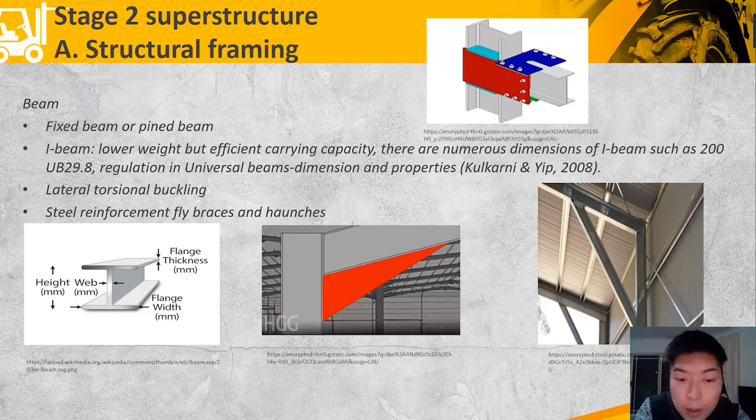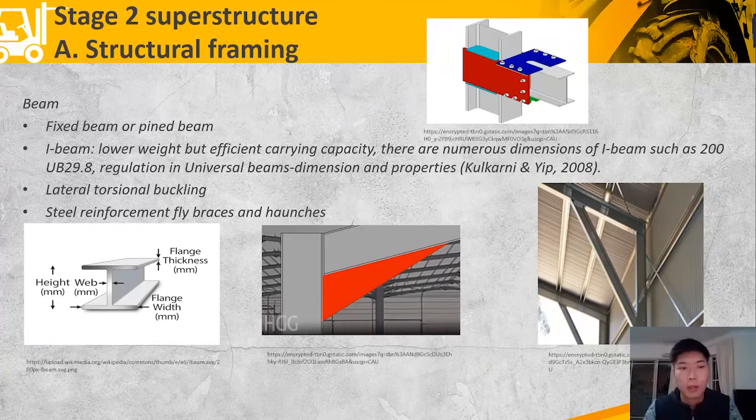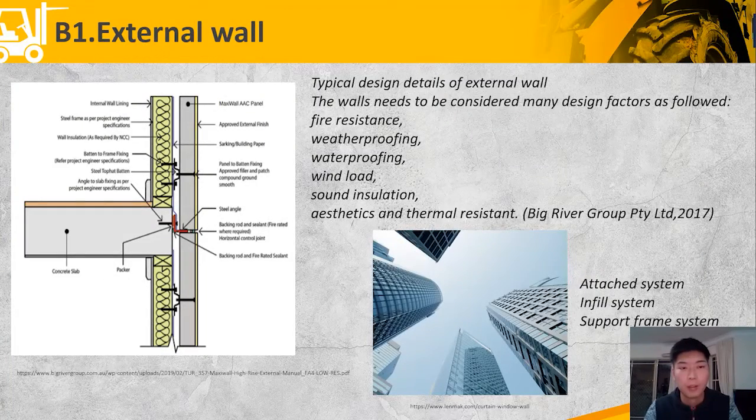Besides, connections are used to prevent shear failure, bearing failure, tearing failure, and axial failure. These connections are steel plates and bolts to connect the beam and column together. Next, Emily will be discussing the external wall.